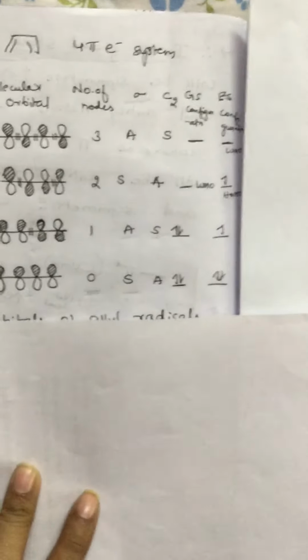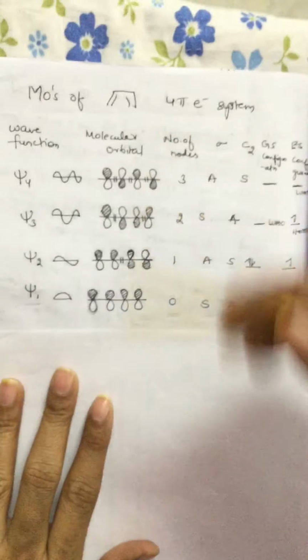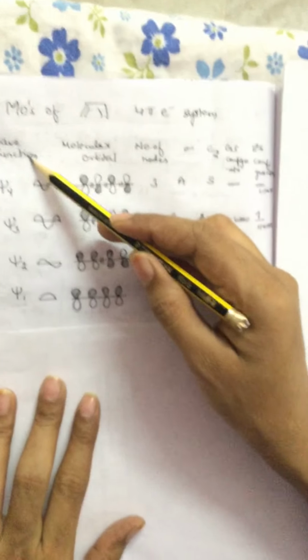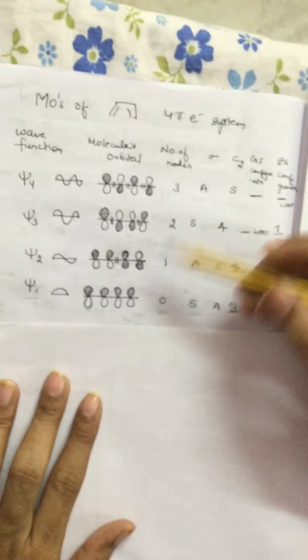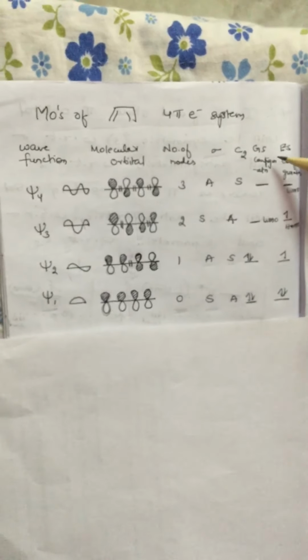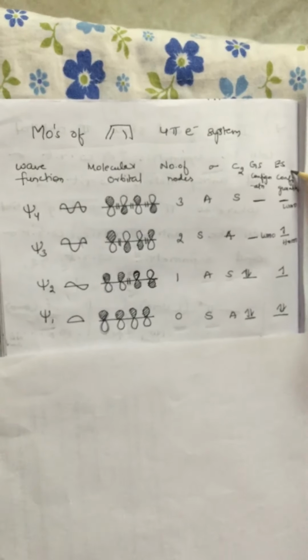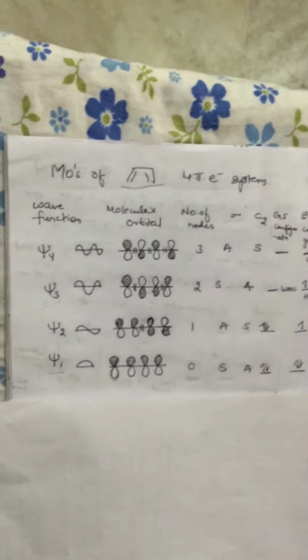Just pi molecular orbitals of 1,3 butadiene. It is a 4 pi electron system. Now I have given it in the form of a tabular column. You have your wave functions, that is nothing but abbreviations of the molecular orbitals, the number of nodes that are present, and then whether it is symmetric with respect to sigma or not, whether it is symmetric with respect to C2, the ground state electronic configuration, and its excited state electronic configuration. The same points that we have discussed for ethylene, we will discuss for the 1,3 butadiene system, right?